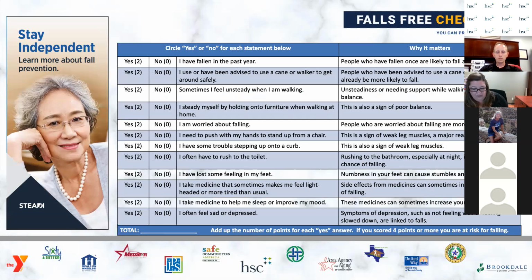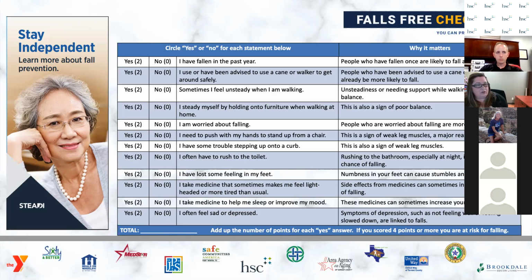One of the key resources in the STEADY Toolkit is the Stay Independent brochure. This is what a lot of us use to help identify if an individual is at risk for falling. You can answer yes or no to particular questions, and if you answer yes and you score more than 4 points, you've been identified at risk for falling. This handout can help provide guidance for providers in the healthcare setting as well as in the community setting.